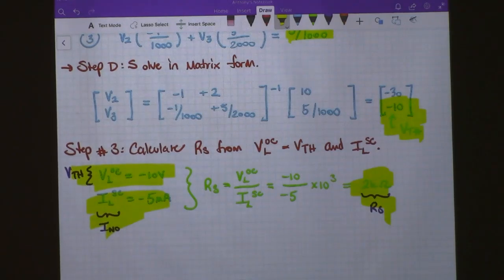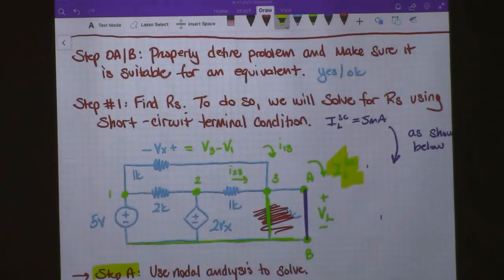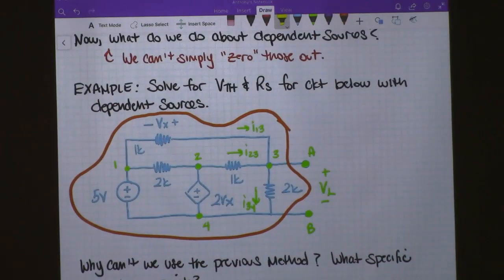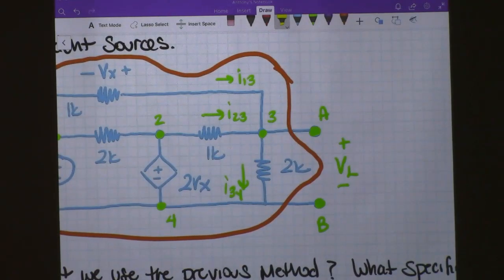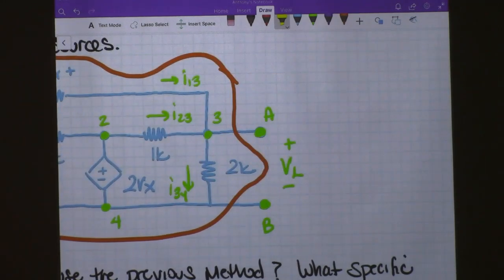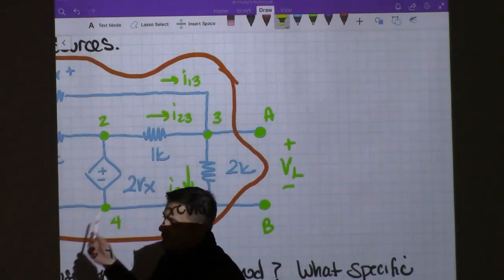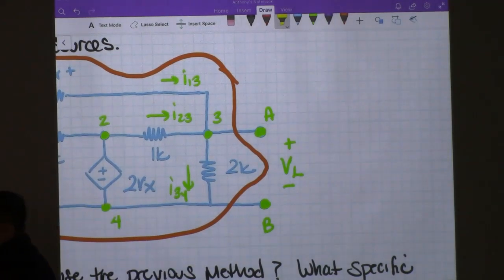Yeah, that's a good question. So if you go back here, right, we're really looking for VL open circuit, which is the same as V34, which is V4 is 0. So that's the reason why it's V3.